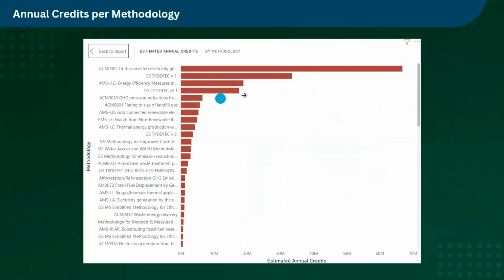However, let's talk about the annual credits. It generates nearly 18 million credits annually, and the other one goes around 34 to 35 million. So that shows nearly 42 to 45 million credits per annum for this methodology and the previous version.